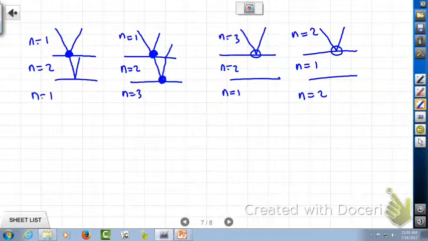Do I get a phase jump or not? I'm bouncing off something of low refractive index, so I don't. Do I get a phase jump or not? Yes, I do. I'm bouncing off something with high refractive index. Do I get a phase jump or not? No. Do I get a phase jump or not? Yes.